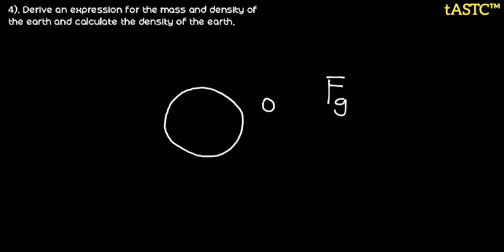I'm just going to write it as F grav. And in this case, the gravitational force acting on this object will actually serve as the weight of the object. And the weight of an object is written as the mass multiplied by the acceleration due to gravity.